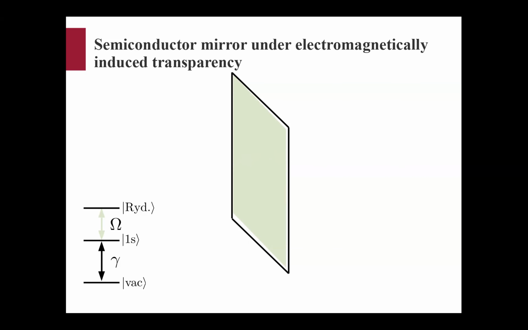And this is true, but it's not quite true actually. They will transmit, but they will not transmit completely as if the mirror wasn't there. In fact, there's a time delay: every photon that goes through this mirror will be delayed compared to a photon that travels through free space. The time delay is given on resonance by the ratio of gamma and omega squared, so the Rabi coupling on the upward transition.